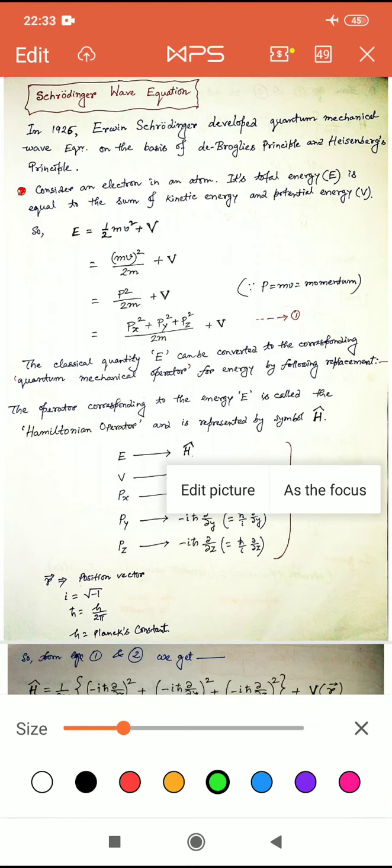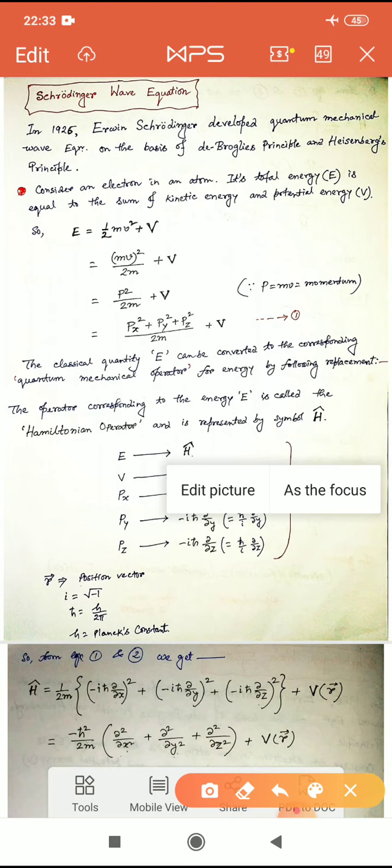So let's see, students, some of the points here. In 1925, Erwin Schrödinger developed the quantum mechanical wave equation on the basis of the de Broglie principle and the Heisenberg uncertainty principle. I said earlier that the de Broglie principle and the Heisenberg principle are the base of quantum mechanics.